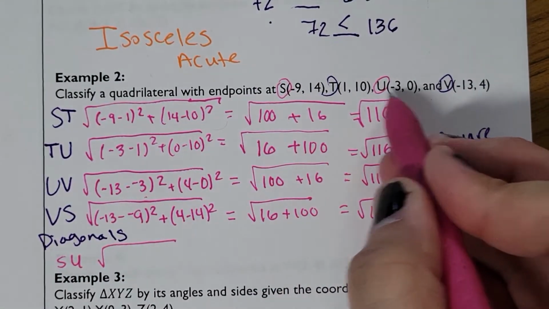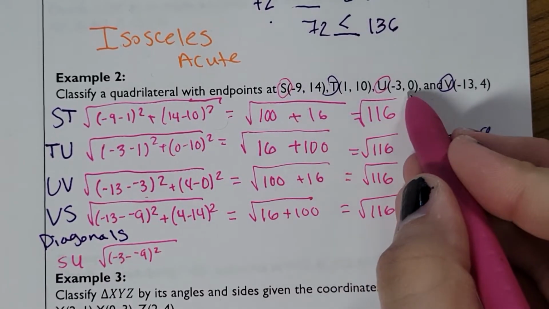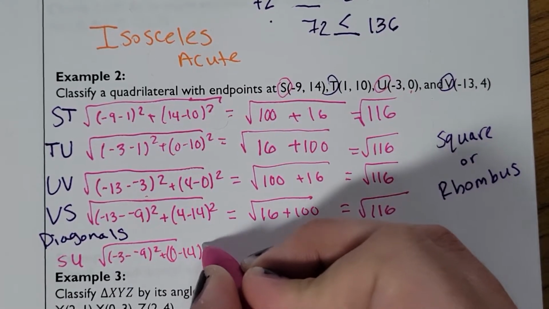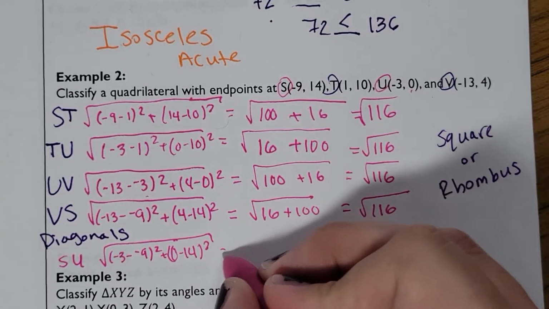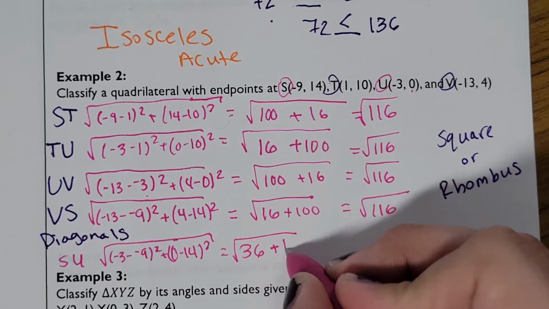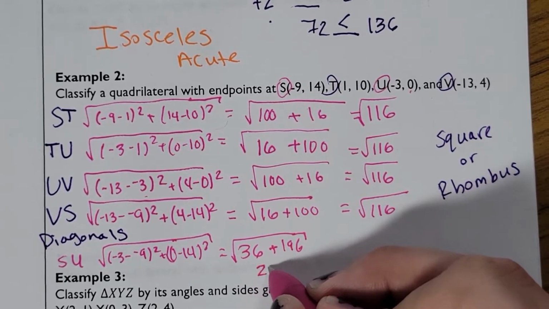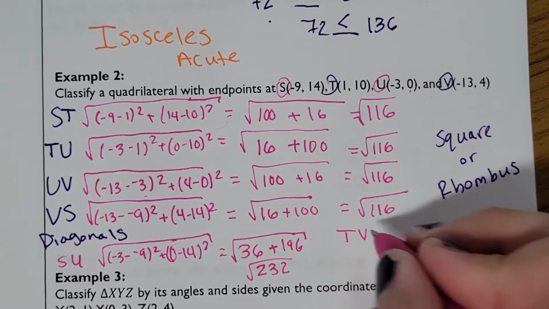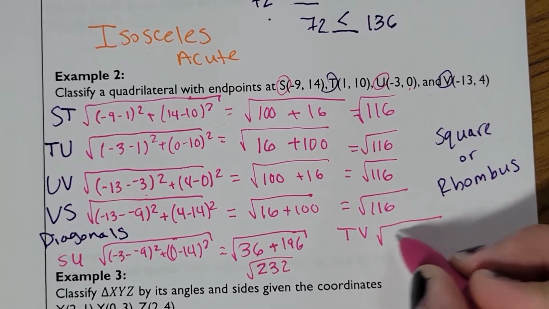So S to U is going to be -3 minus -9 squared, and 0 minus 14 squared. -3 minus -9 is going to be plus 6, so it's 6 squared, so that's 36. And 14 squared is going to be plus 196. That's going to be some big numbers. 232. All right, let's check the other diagonal. T to V, T to V. So T to V, we're going to take the square root, -13 minus 1.